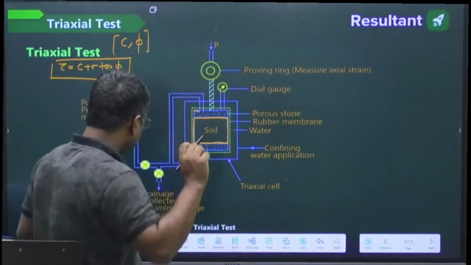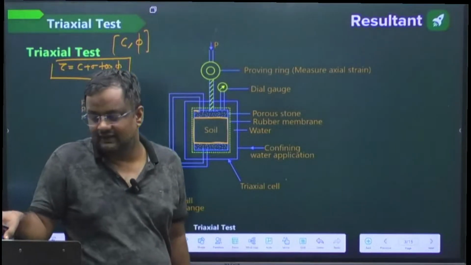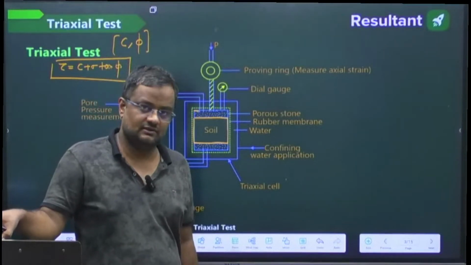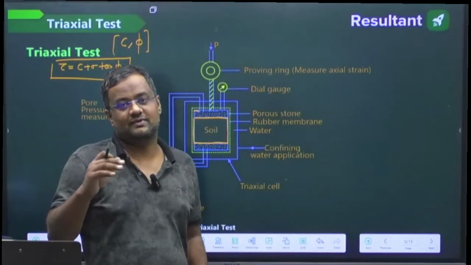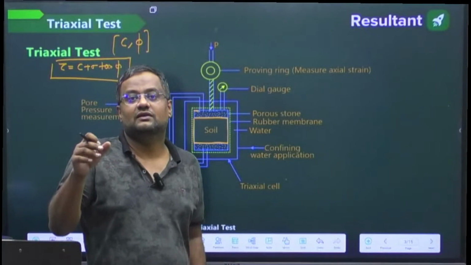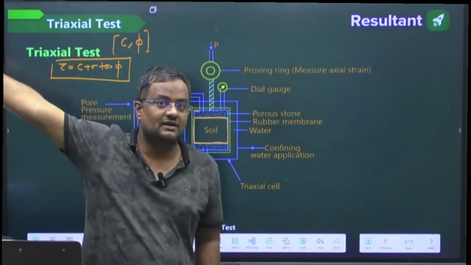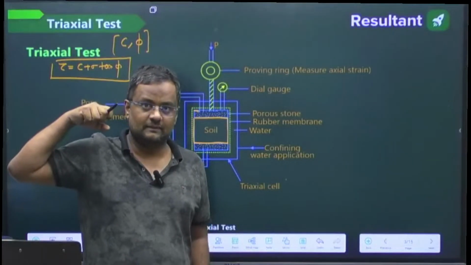Okay. Now this is soil. This can have different values of C and phi for different types of testing. So we will be applying the same conditions in the lab that are in the field, so we can get a relatable C and phi.